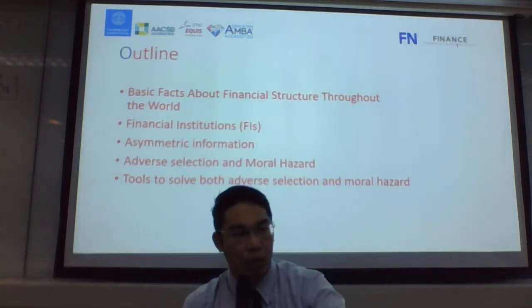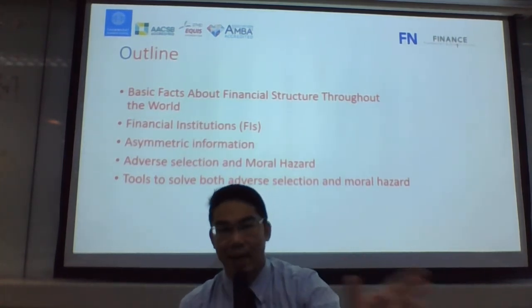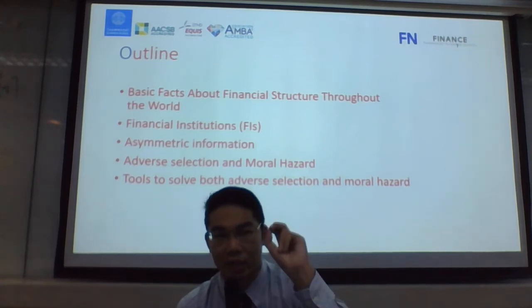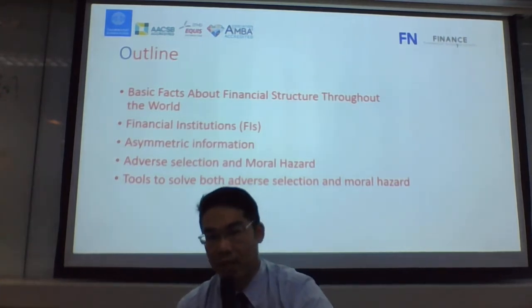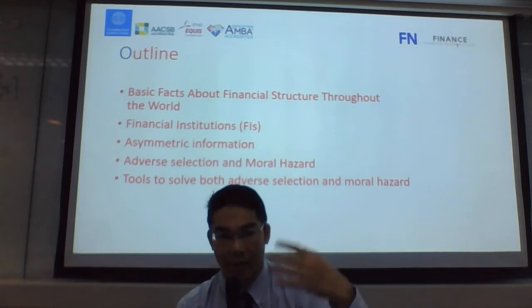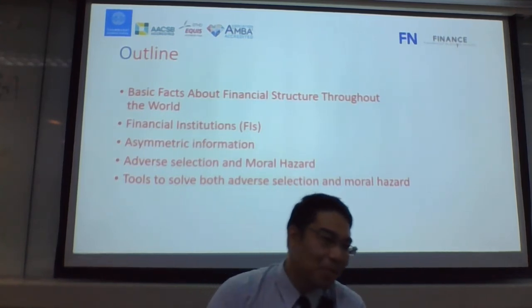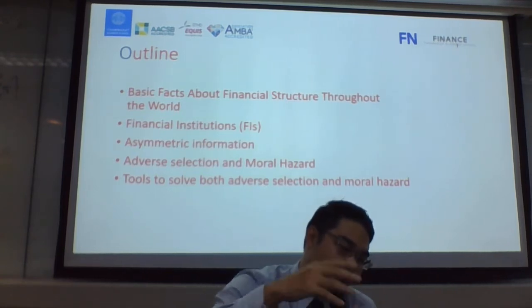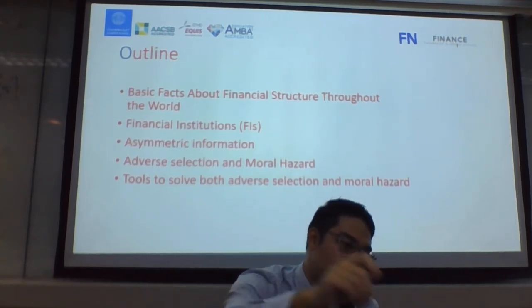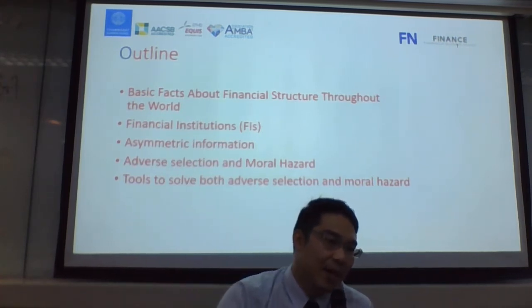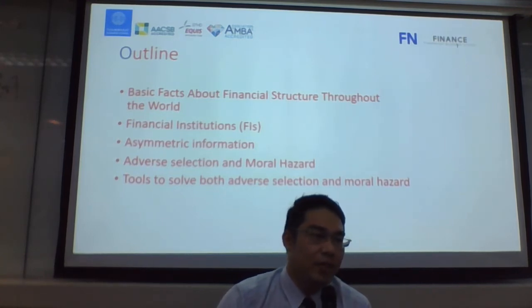In my part, I will talk about indirect finance. The difference between direct and indirect finance is the financial intermediary. We are going to have a third party in our transaction. So I will give you an overview of financial institutions. We call a financial institution an FI, okay, FIs. And then we will move to the topic of asymmetric information.